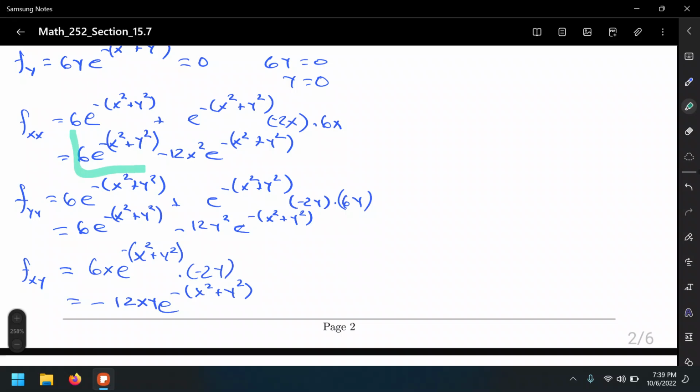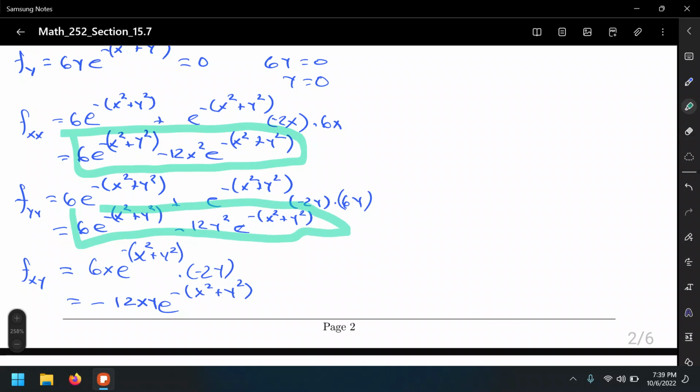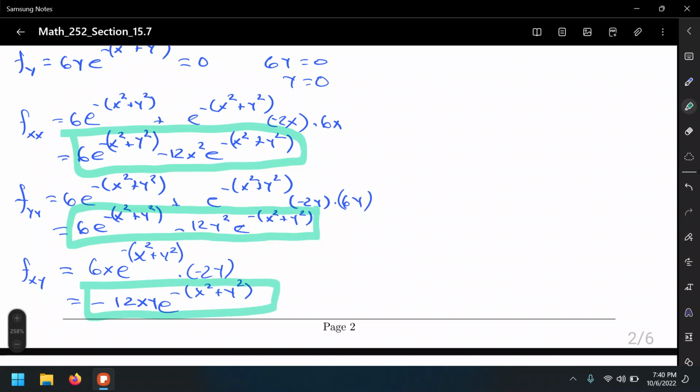So that's the first second partial. That's another one. And that's the third one. All right.